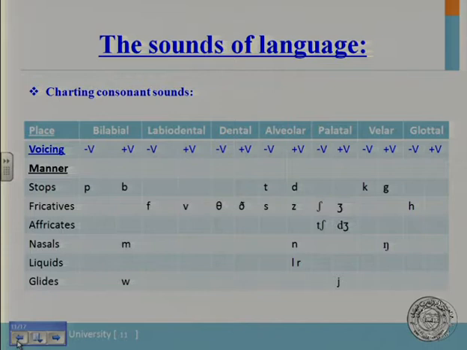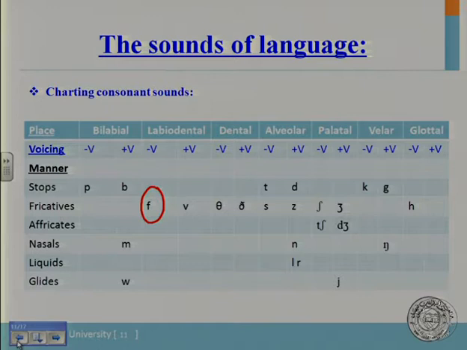The second group here is labiodental. In labiodental we have f and v. The place of articulation is labiodental, but the manner of articulation is fricative. Why is it called a fricative? Because there is a blockage, but at the same time we have a very narrow passage, and you can feel the friction while saying f. F is a voiceless sound, and v is a voiced sound.